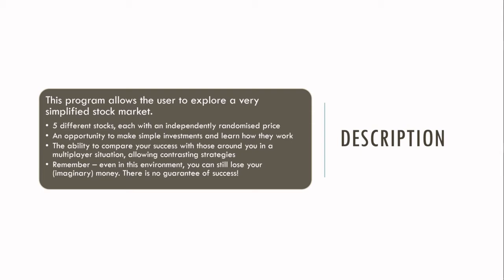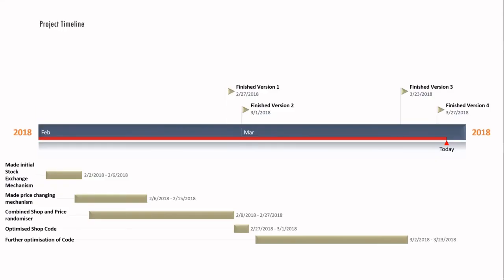There are 5 different stocks. Each one has its own price, which is randomly set by a certain script. You can make simple investments and learn how those investments might work. And you can compare and contrast your success and strategies with those around you if you play multiplayer. And even in this environment, you can still lose your imaginary money. There's no guarantee of success, just like in the real stock market.